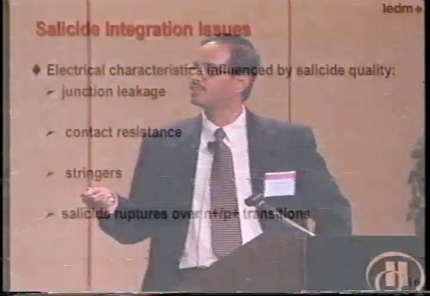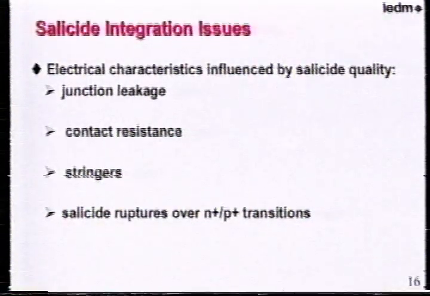So Salicide integration issues. You all know about the junction leakage, contact resistance, that is quality of the salicide on which the contact falls, especially if you're talking about borderless contacts. Stringers that you can see along possibly STI borders. And of course, the salicide ruptures on the N plus P plus transition. People thought that this had disappeared with trisilicide. Well, guess what? It came back with narrower lines.